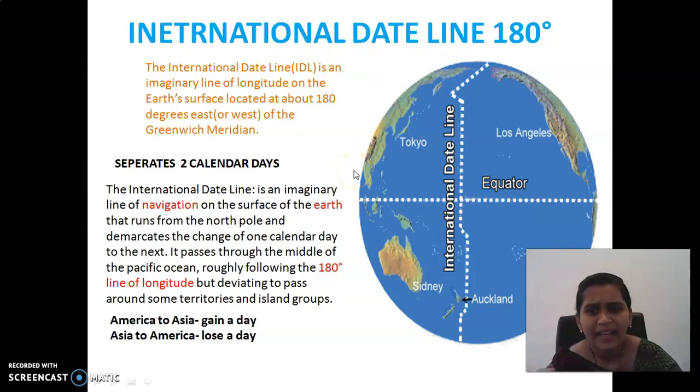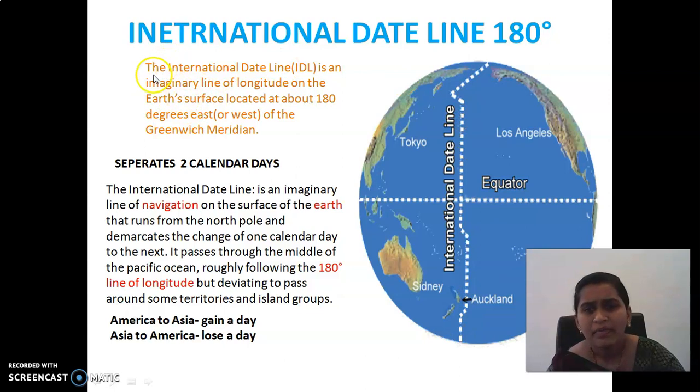Why is the international date line very important? Why do we need this? Because it helps us identify the date and time of our countries. If we move to the eastern side from the international date line, it will be positive, the day. If we move towards the west side, it will be negative, that is the minus. See, this line passes through Greenwich, London.